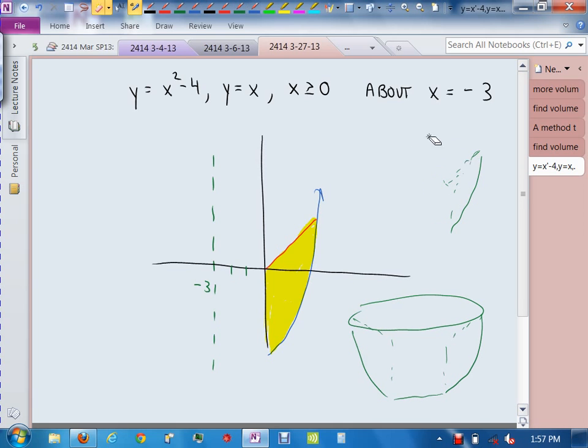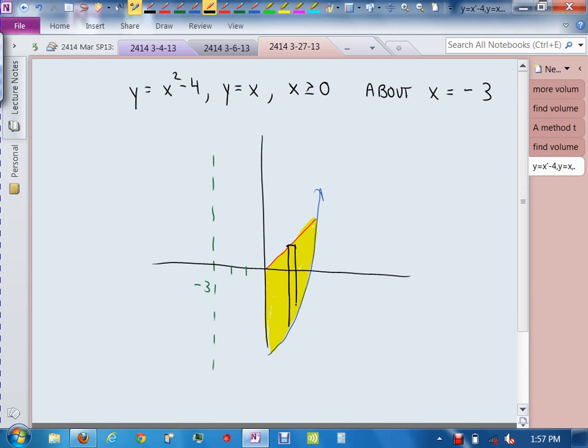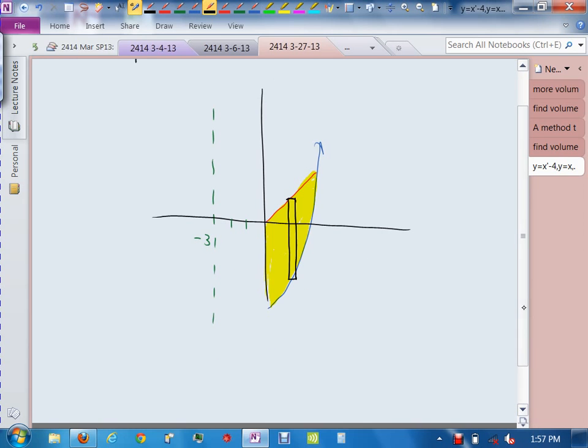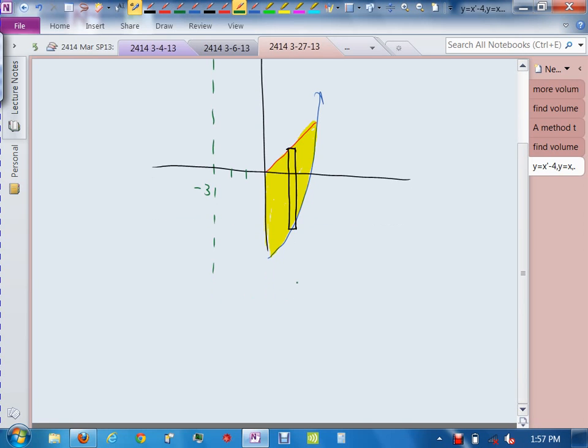Do we still have the upper, lower shells method? Could we still do that? Let's look at our shell. We've got this, right? We've got our axis of rotation. I'm going to draw another picture down here. Here's our axis of rotation. Here was our rectangle. We still want to say upper minus lower, right?